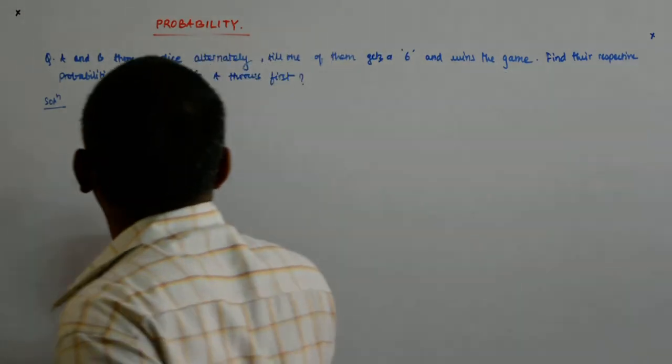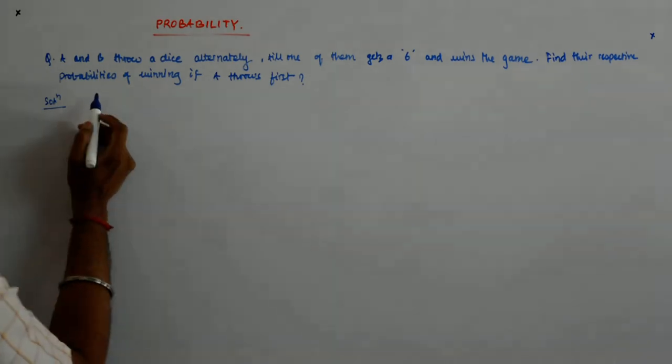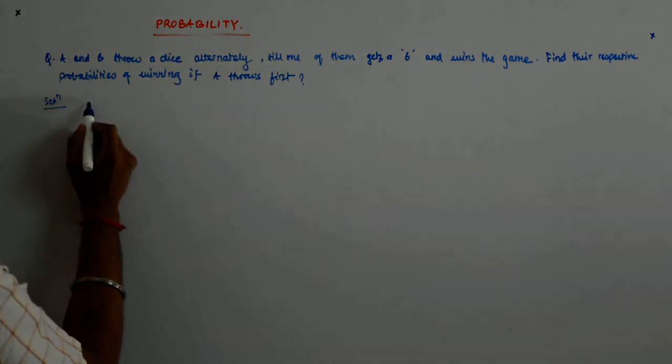Okay, so A and B throw dice alternately till one of them gets a 6 and wins the game. Find their respective probabilities of winning if A throws first.